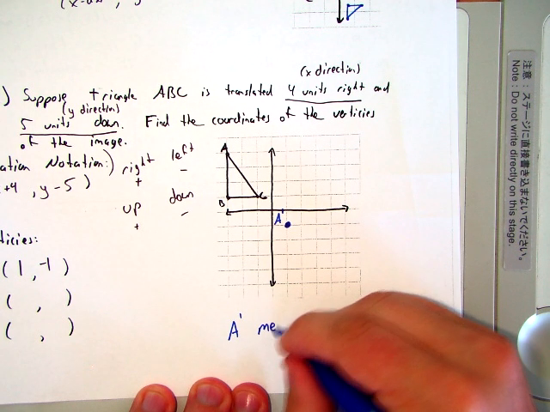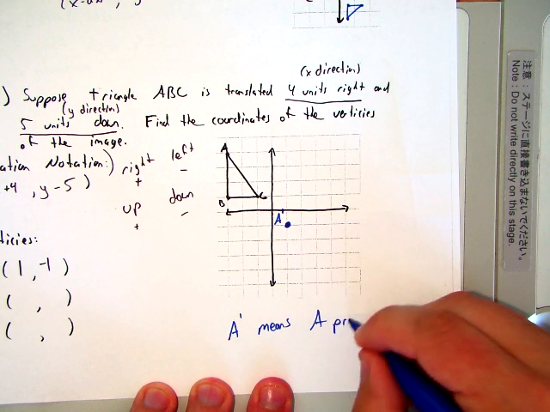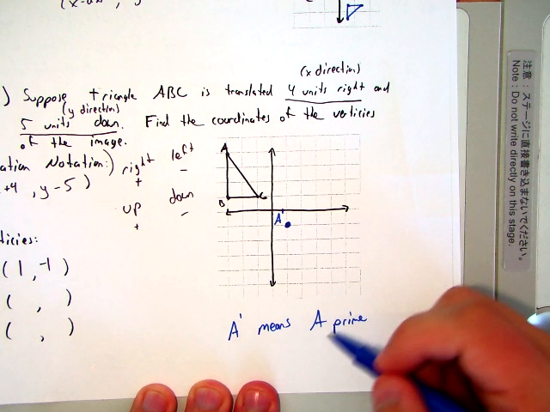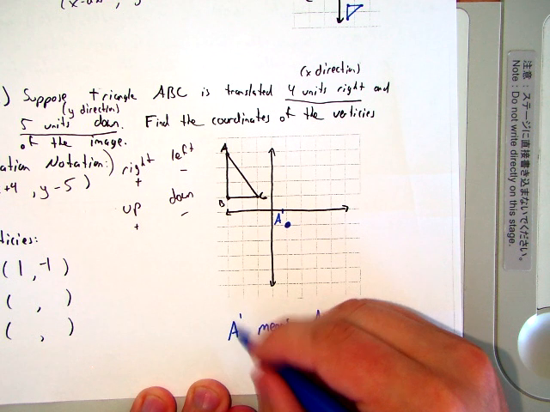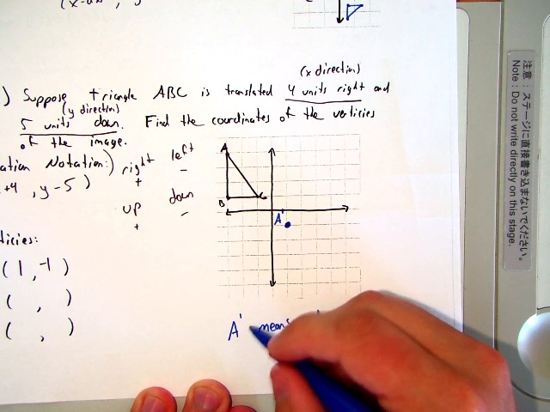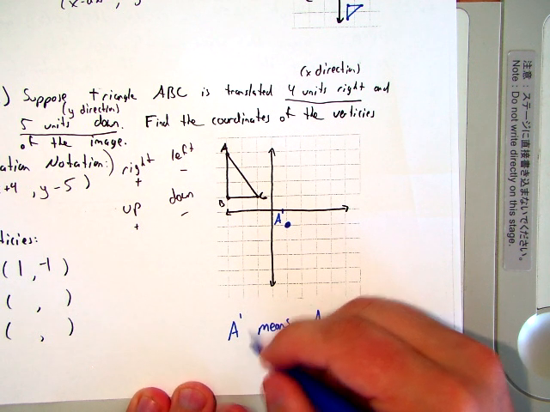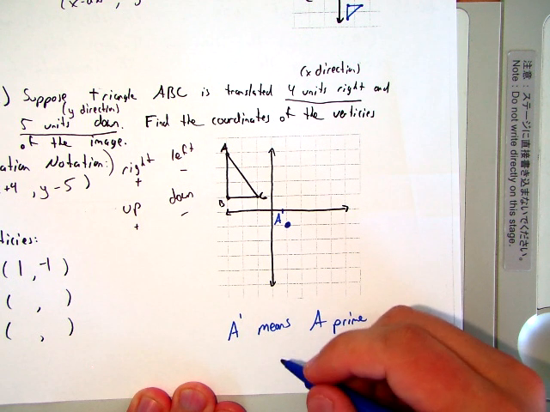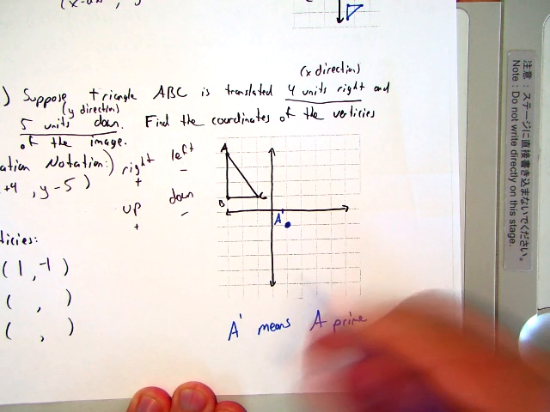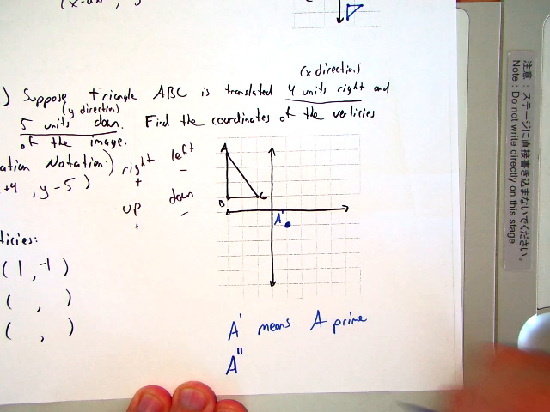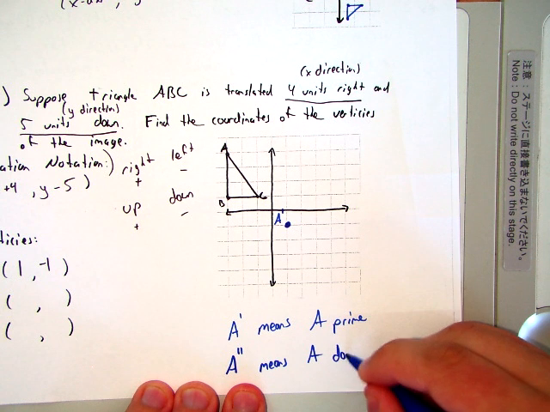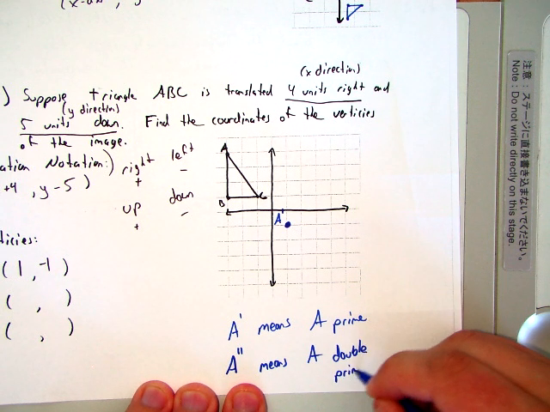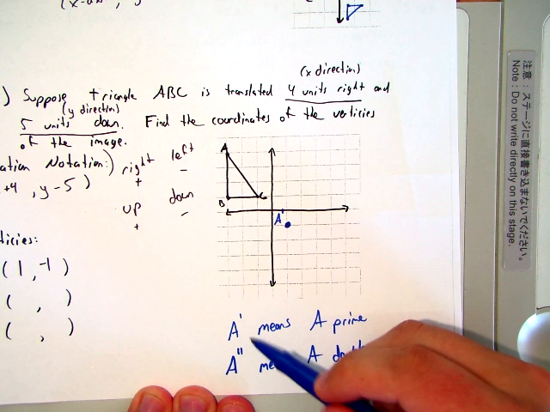And this notation here means A prime. Every single time we do a translation, we add a prime symbol. So one translation, one transformation, we do a prime symbol. If we were to have to do a second transformation, for example, if we were to have to do a reflection after this translation, we would call it A with 2 prime symbols, and that means A double prime. This means that a second transformation has happened.